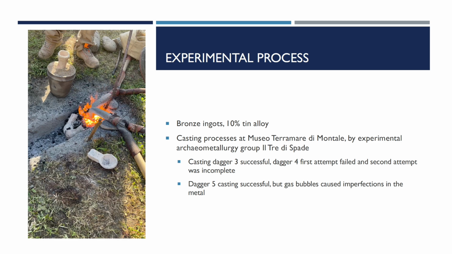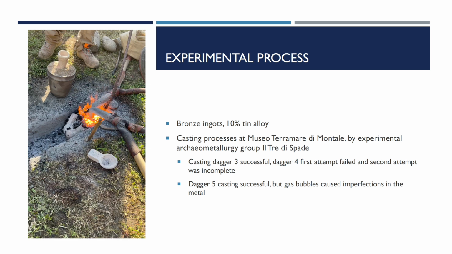Bronze ingots we used were 10% tin alloy, since most Unetice bronze objects are about 8 to 10% tin. And the tin percentage is quite important in the casting of bronze objects, since the more tin is in your object, the more brittle it becomes. So at 10%, you get a reasonably hard object. And as you can see in the background there, the mold was placed in a bucket with sand to keep it upright.